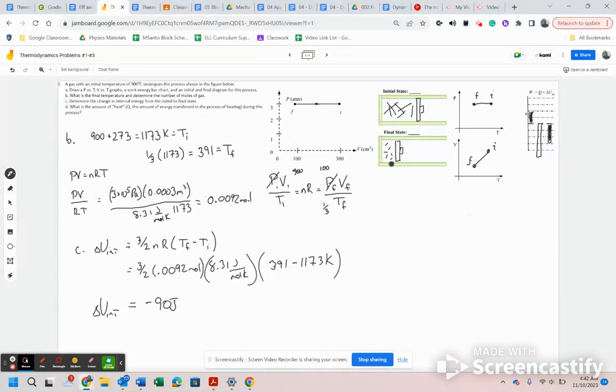That being said, we also have to figure out the work. So there's a couple ways we can do that. Since pressure is constant, we can use the equation, or we could also look at the area underneath the curve. So the work here is going to be 3 times 10 to the 5th pascals times the difference in 0.001 meters cubed minus 0.003. I'm missing a 0 there, an extra 0.